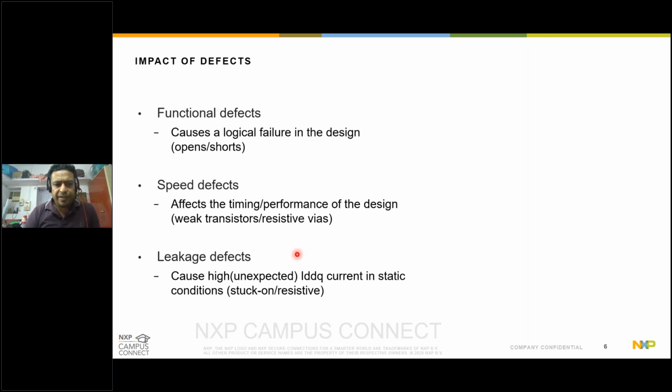Then you have leakage defects, and these defects cause a high current to flow through your design even during static conditions. When there is no toggling happening in your design, you would expect only leakage current to be flowing through your design. But because of these defects, there would be more than the expected current flowing through your design, which can cause heating issues in your design. And these kinds of defects are generally caused by stuck-on or resistive kinds of defects being present.